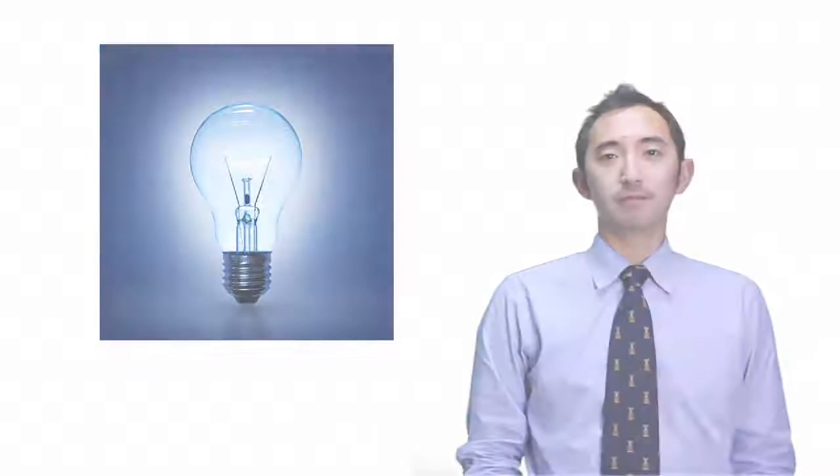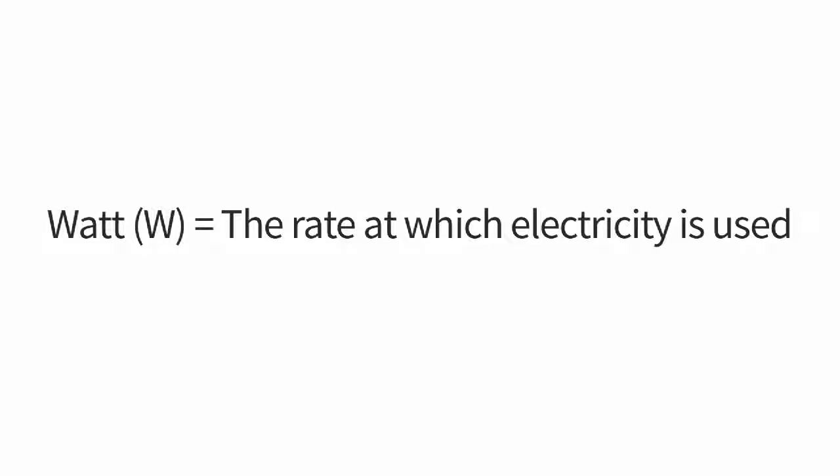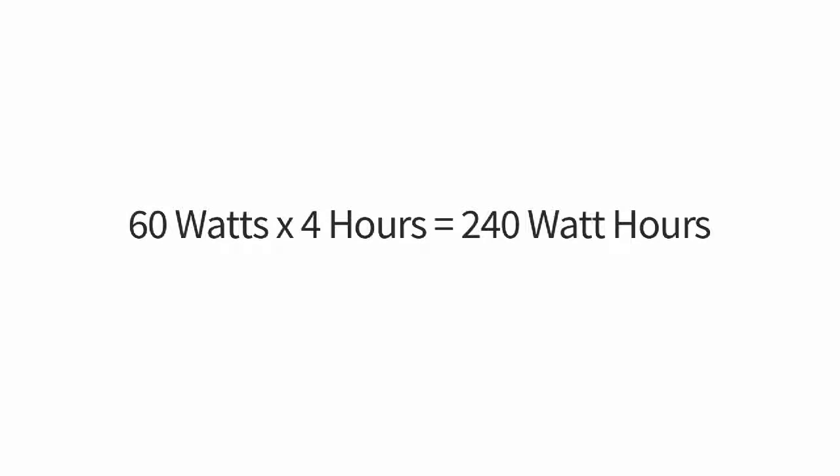You might have been to the store and gotten light bulbs, and there are 60-watt light bulbs and 100-watt light bulbs. But what do the watts actually mean? Well, a watt is just the rate at which you use electricity. Let's think about a 60-watt bulb, and let's say you run that 60-watt bulb for 4 hours. To get the total energy consumed, you would multiply the 60 watts by the 4 hours. You get a total of 240 watt hours.